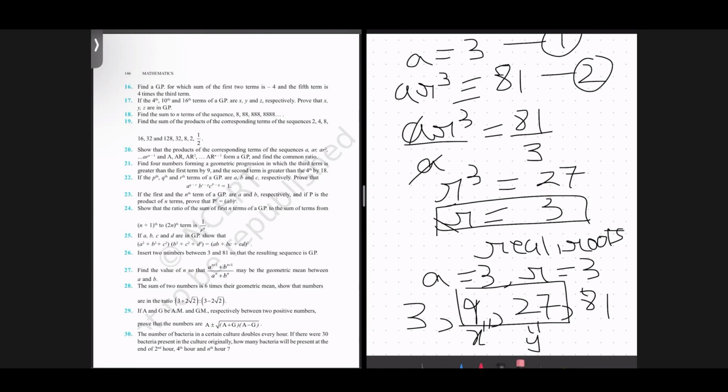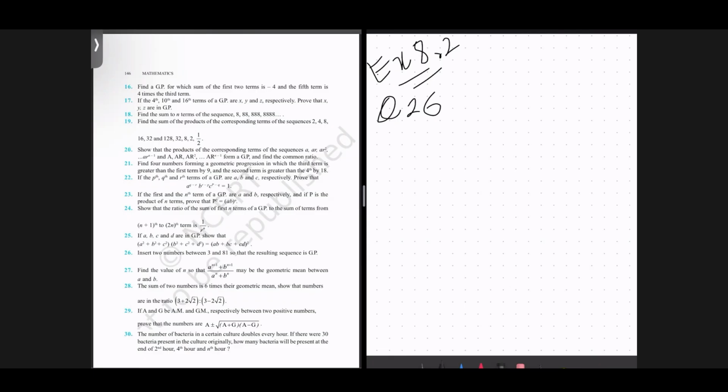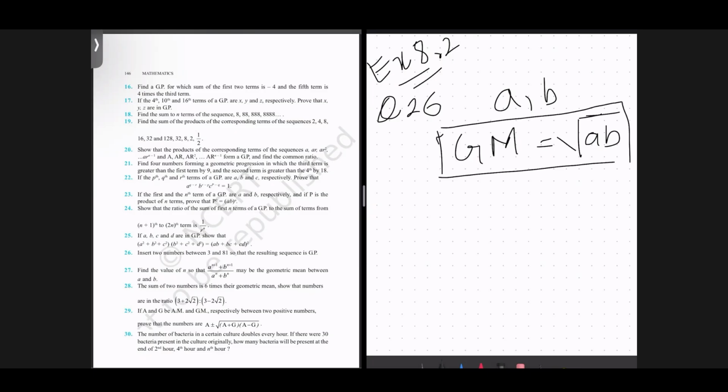Correct. Moving on. In question number 27, we have been asked to find the value of n so that A raised to power n plus 1 plus B raised to power n plus 1, divided by A raised to power n plus B raised to power n, may become the geometric mean between A and B. So the two numbers that have been given to us are A and B. The geometric mean between any two numbers is of the form root AB, where A and B are the two numbers. The geometric mean is root AB, correct?